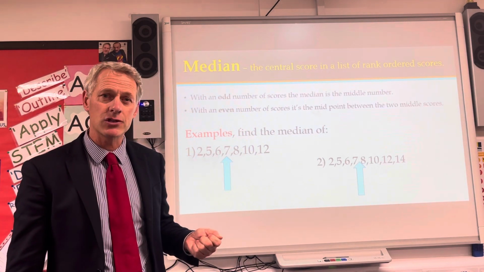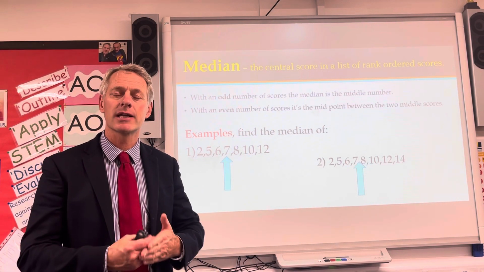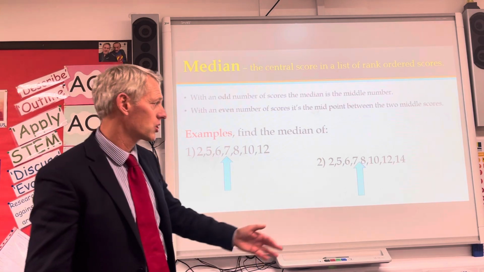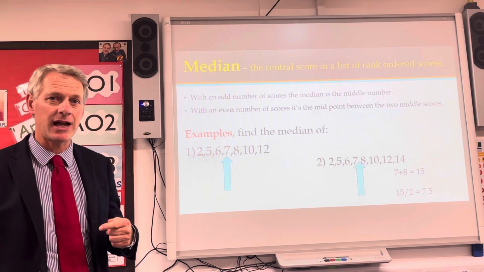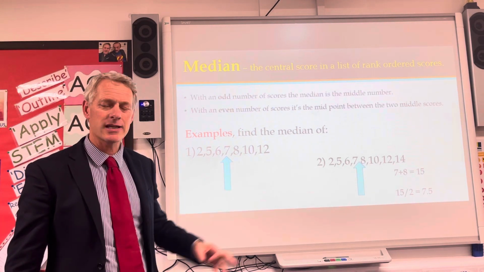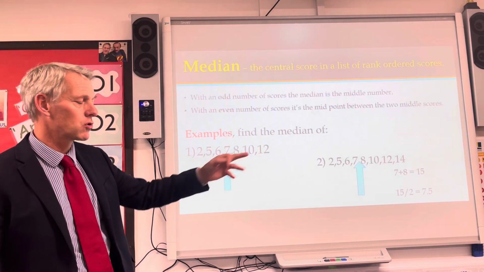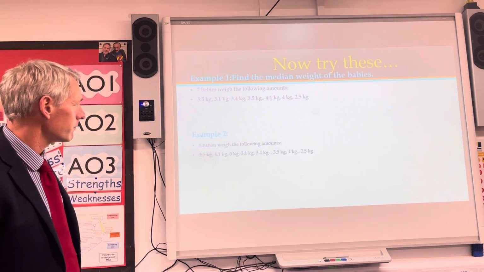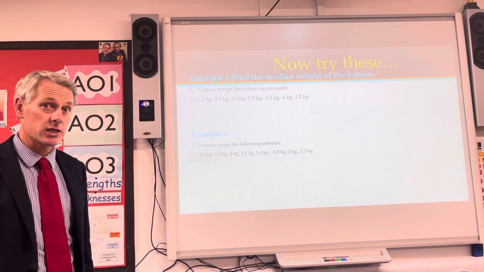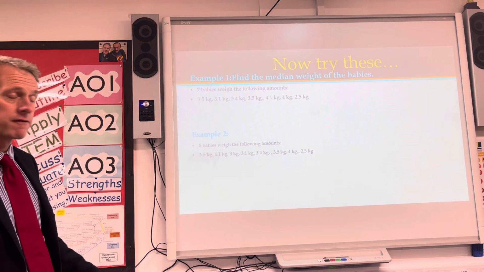What we now have to do, of course, is add those together and divide them by 2. In other words, what we're doing is actually getting a mean value, a mean score, between 7 and 8 to give us a score of 7.5 as the median. Think of these examples. I'll let you do them. Pause the video.